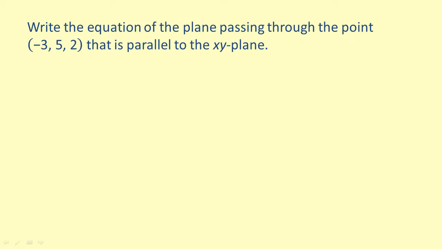This problem asks us to write an equation for a plane that is parallel to the xy plane and that also passes through the point -3, 5, 2. We know that the xy plane is the plane where the x and y coordinates can be any real number, while the z coordinate is fixed at 0. Therefore, the plane we are looking for is a plane where the x and y coordinates can again be any real number, while the z coordinate is now fixed at 2.